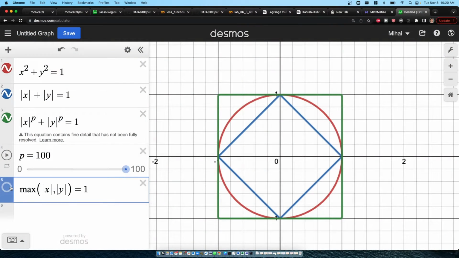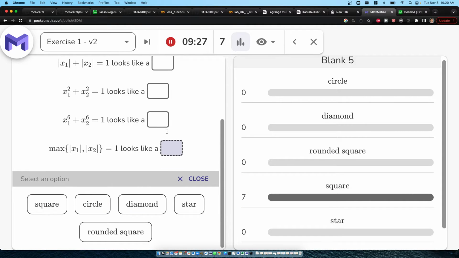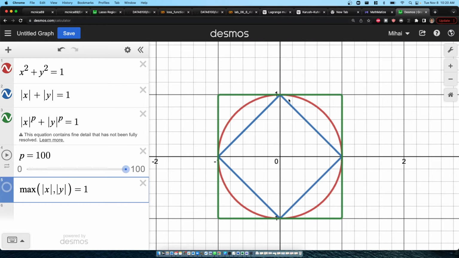Does anyone want to take a guess at which one is not a norm? One of them looks a little bit more screwy than the other ones. So let me go back to mathematize. Our options were p equals a half, p equals 1, p equals 2, p equals 6, or p equals infinity. One of those is not a norm. Which one's the screwy one, the odd one out?